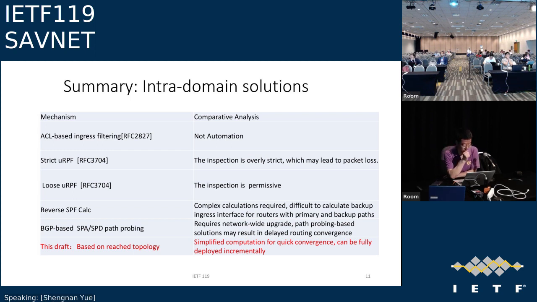We conclude intra-domain solutions. Besides the ACL and the URPF, the reverse SPF calculation may require complex calculations and is difficult to calculate a backup ingress interface for routers with primary and backup paths. And there are also BGP-based SPA SPD path probing methods, which may require a network-wide update, and the path probing-based solution may result in delayed routing convergence.